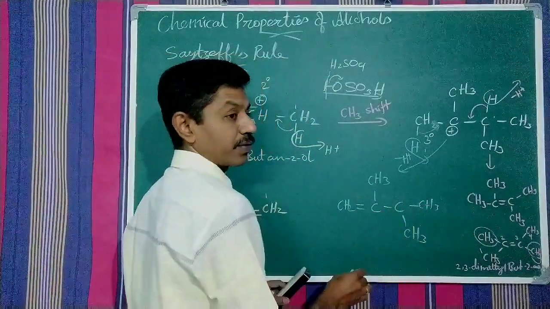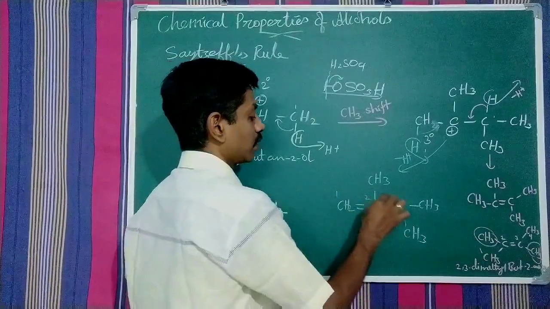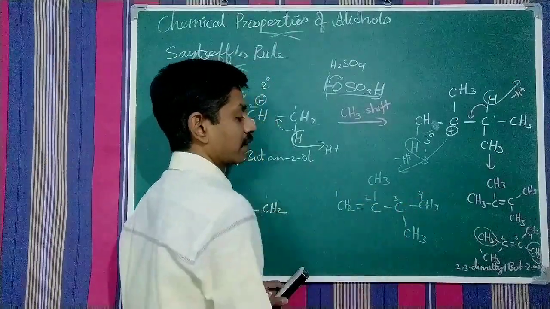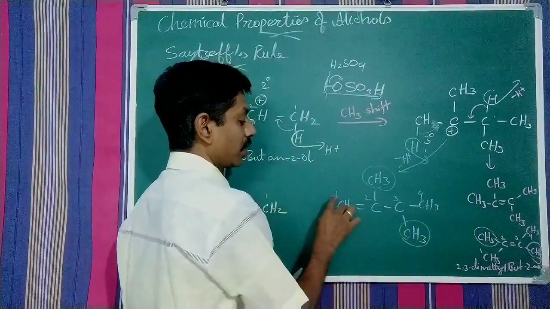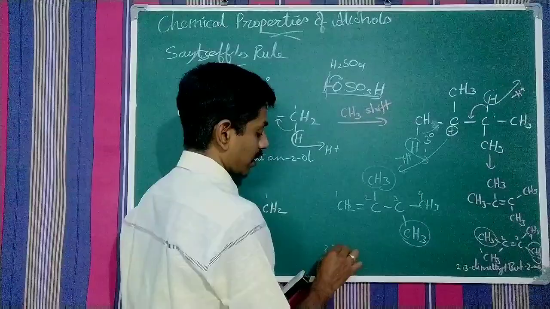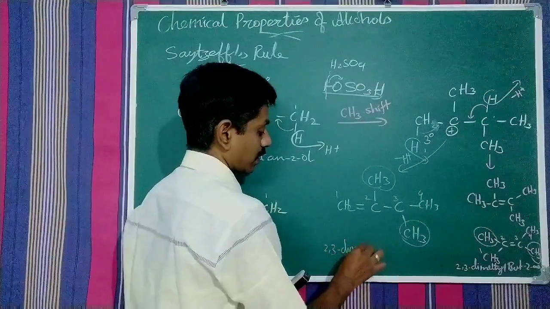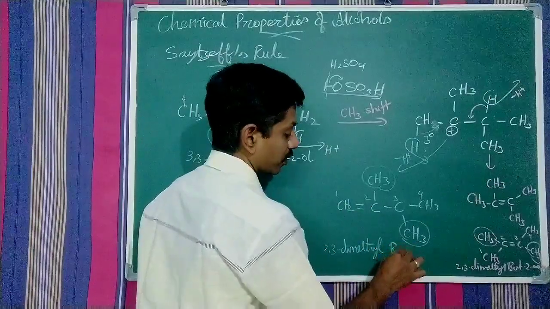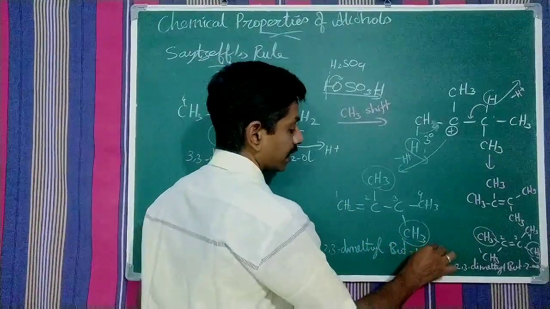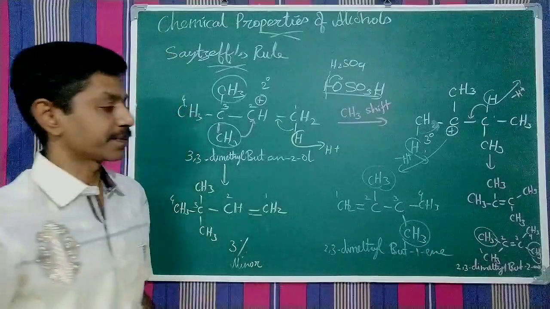Let us go for the naming here. 1, 2, 3, 4 carbon. In the second position a methyl group, in the third position a methyl group. 2,3-dimethylbut-1-ene is the name of the product.